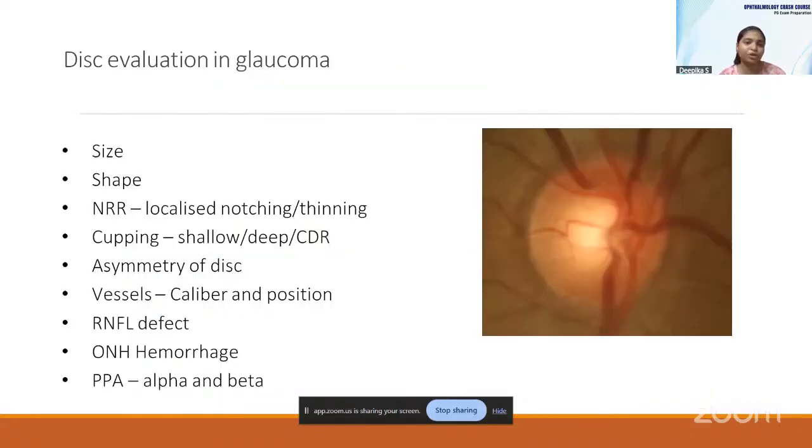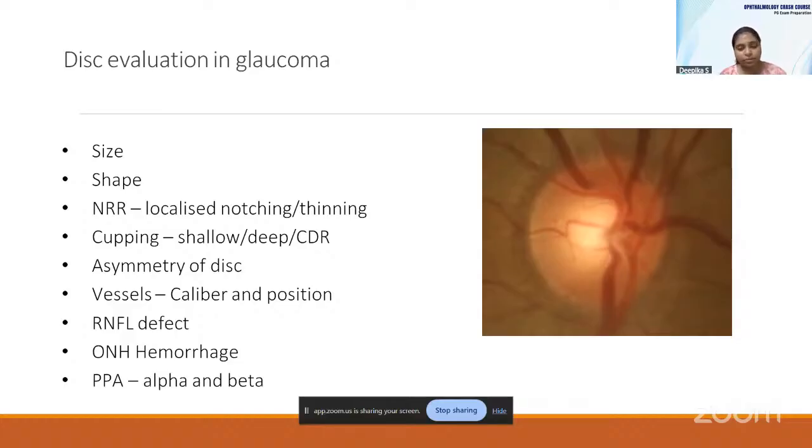So from the exam point of view, if you are asked to describe the features of the disc, you should always start from the size and shape. You should never jump directly to the cup disc ratio. Start from the size of the disc, whether it is a normal size, average size, small disc or a large disc. The shape of the disc should be explained, like horizontally oval, vertically oval, whether it is a tilted disc, and explain about the neuroretinal rim, the color of the neuroretinal rim, whether it is pale or pink in color, and whether there's any localized notching or thinning.